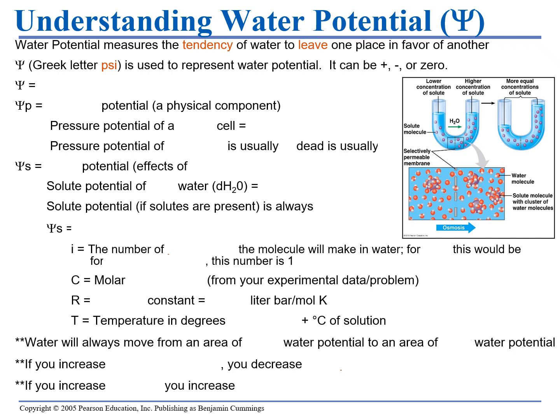And the formula is psi is equal to psi p plus psi s. So psi p is equal to the pressure potential, which is a physical component. The pressure potential of a flaccid cell, which is a cell with less pressure, is 0, and the pressure potential of a living cell, which does have pressure, is usually positive, and a dead cell usually has a negative pressure potential.